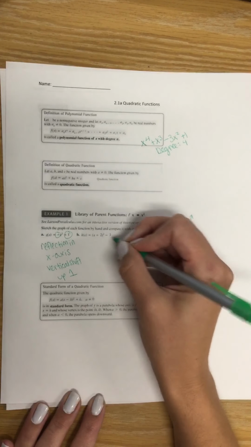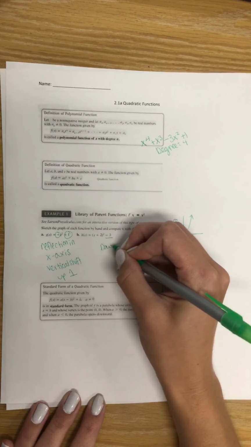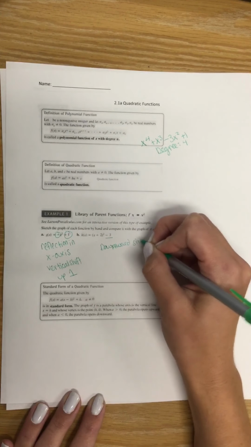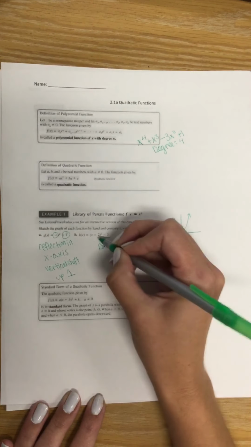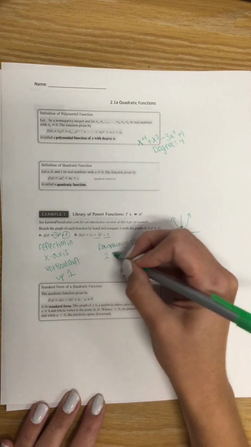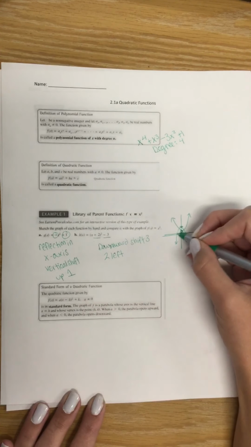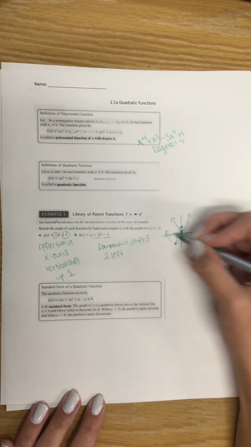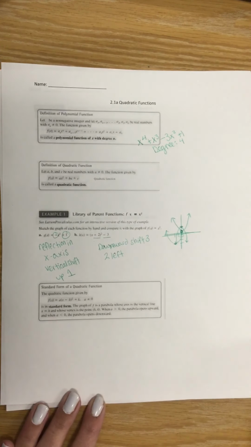This one, same type of thing. Downward shift 3. And then remember, trickster. So this would go 2 left. So we go 2 left, down 3. And this one still opens upward because it's positive.